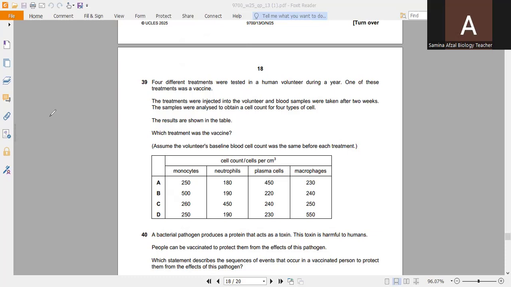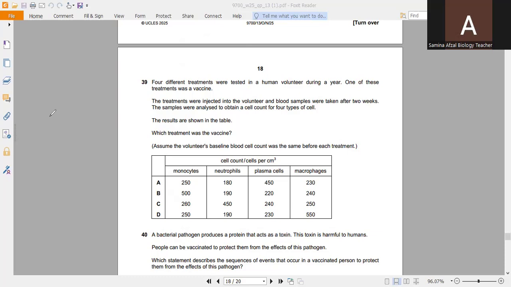So the cell counts are for monocytes, neutrophils, plasma cells, and macrophages. We have to find out. The principle we discussed is that vaccines mimic a primary infection by introducing harmless antigens. This triggers a specific adaptive immune response. A key feature of the primary immune response is clonal selection and expansion of specific B lymphocytes, which differentiate into plasma cells to produce antibodies.